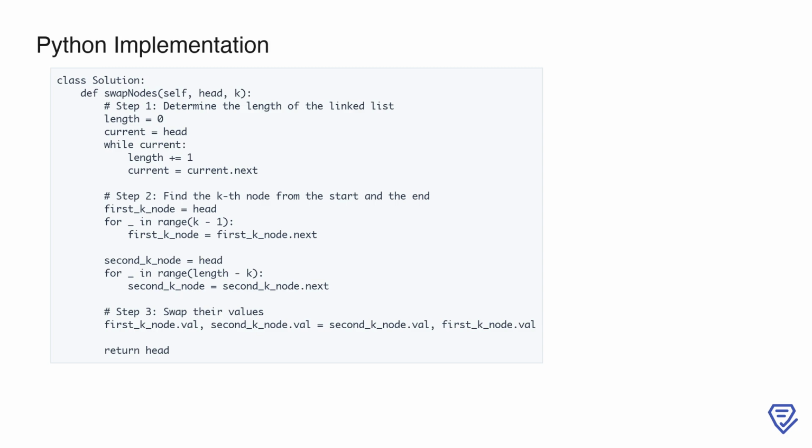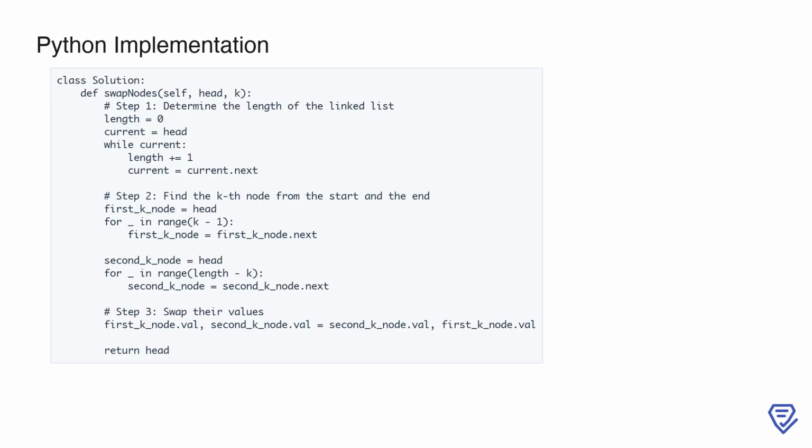Step 3. Swap the values of the two nodes. Once we have references to both nodes, first_k_node and second_k_node, we simply swap their val attributes. This operation changes the values of the nodes without altering the structure or pointers of the linked list. Step 4. Return the updated linked list. Finally, we return the head of the modified linked list, which now reflects the swapped values. This solution operates in O(n) time complexity due to the two passes through the list, one for calculating the length and another for locating the nodes, and O(1) space complexity since no additional data structures are used.